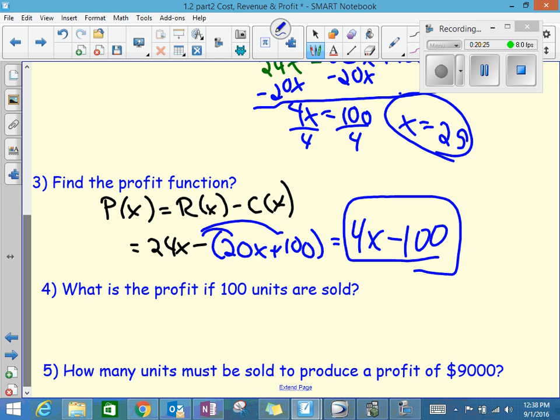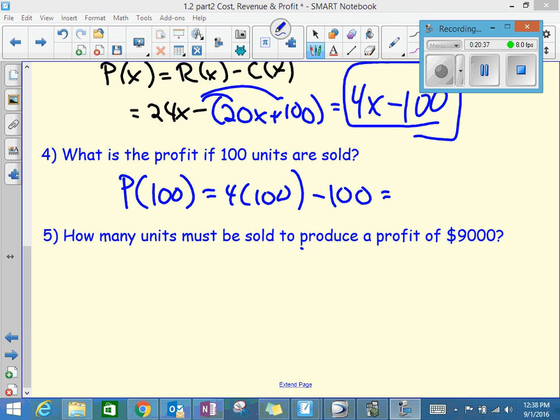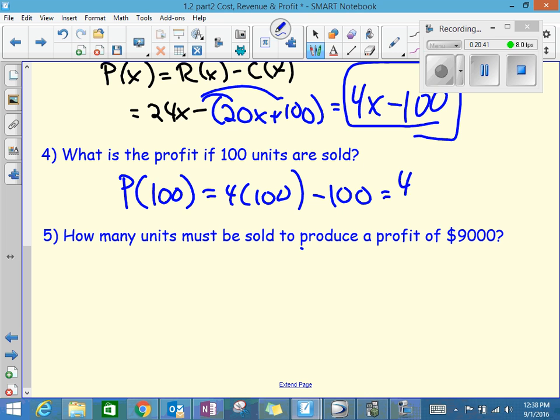Now, what is the profit if 100 units are sold? What do we do at 100? Right, plug in 100 for x. So we plug in 100 for x, so we get 400 minus 100 equals $300.